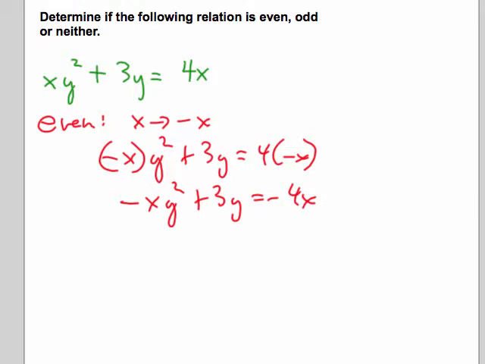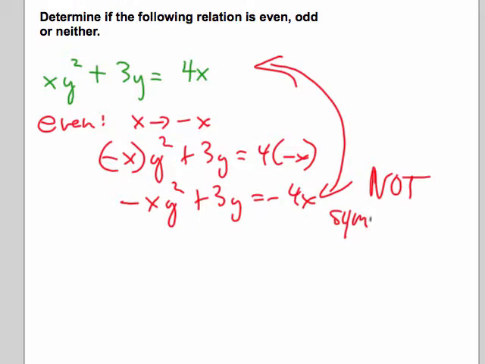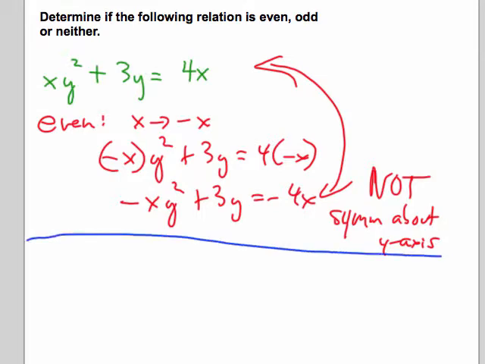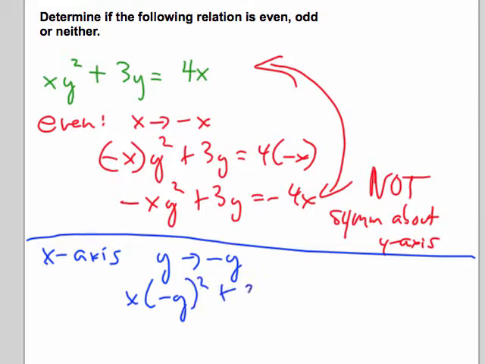Okay, so I say to myself, did I get the same equation after making the change as I had originally? Okay, no, I have something different. So it's not symmetric about the y-axis. Okay, let's now do symmetry about the x-axis. Symmetric about the x-axis if when I replace y with negative y, my equation is the same as it was to start with.